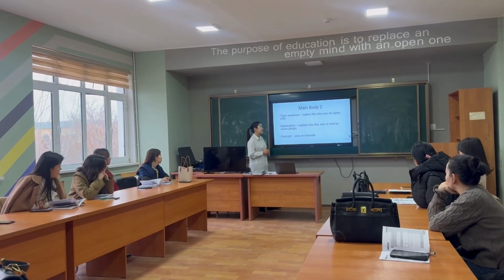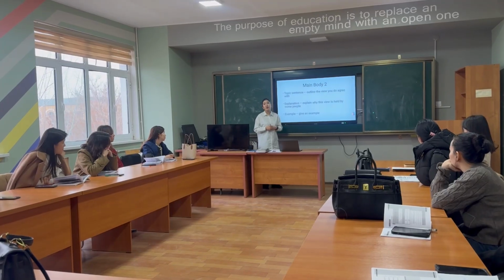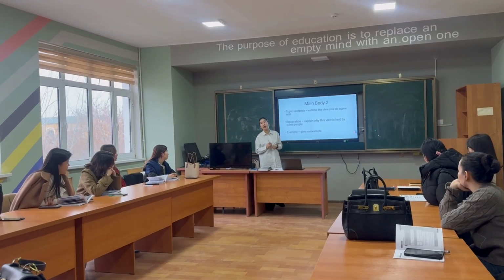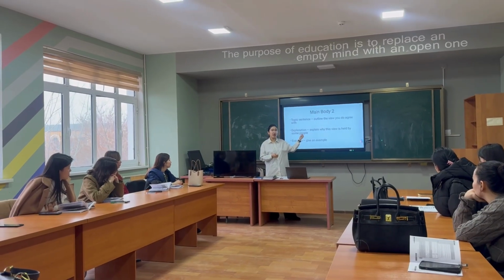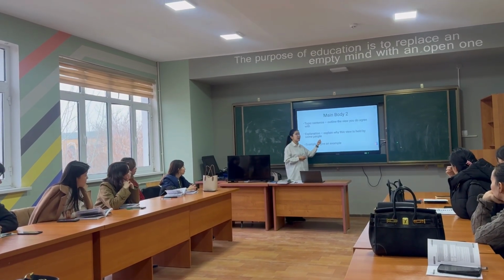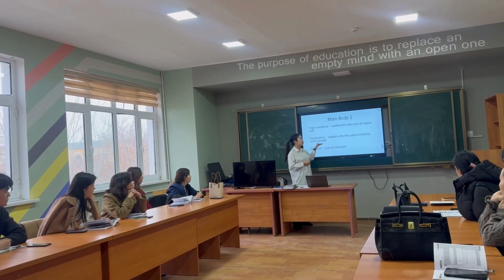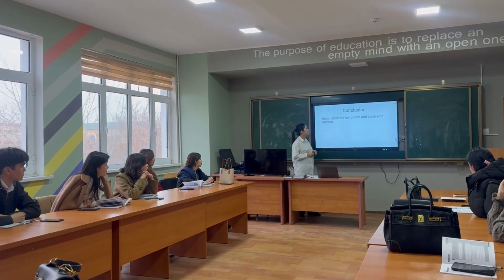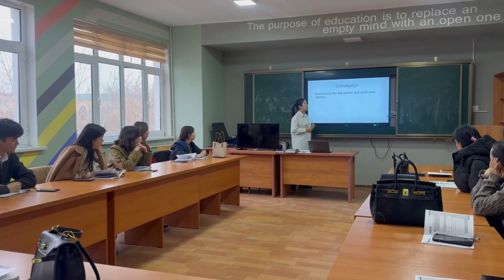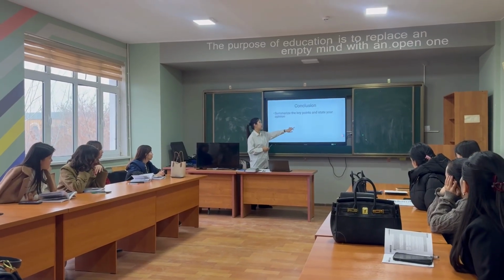Main body 2: topic sentence, outline the view you do agree with, and explanation, the same structure. So you need to write the view that you agree with, give your own opinion. If the question is to give your own opinion, you need to write your view in body 2, not in body 1. Clear? So, conclusion: summarize the key points and state your opinion. Again, in the conclusion, you also need to state your own opinion.